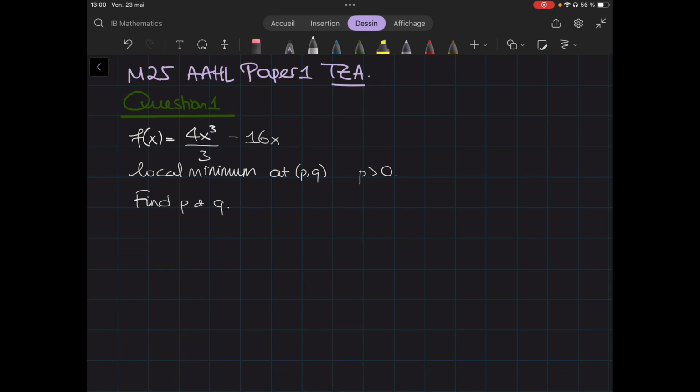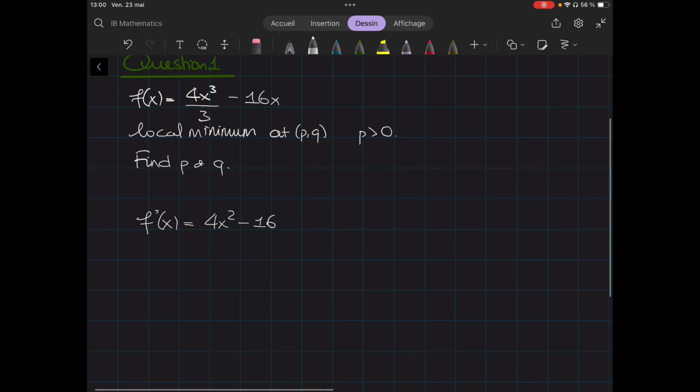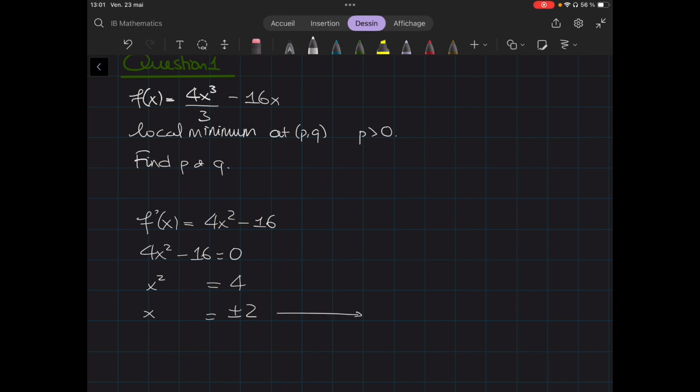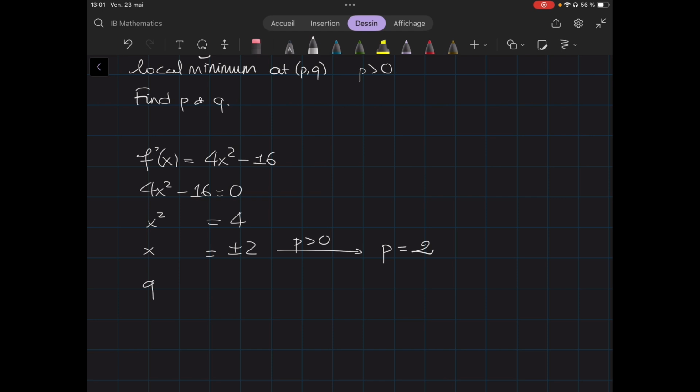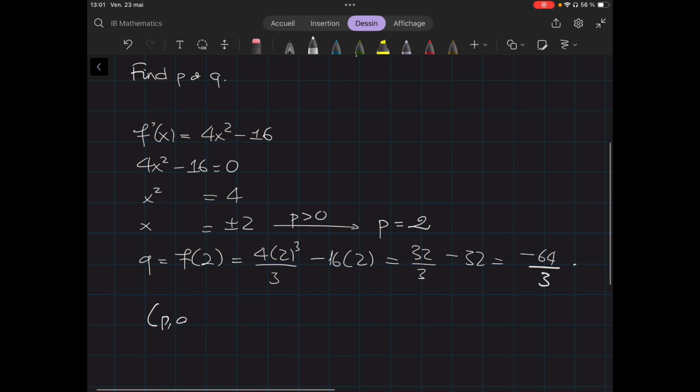All we gotta do is find the derivative, set it equal to 0, recognizing that the x-coordinate of the local minimum is positive, we can deduce that P is equal to 2. Finding the value of Q, we simply plug this P value back into our F. And voila, that's your value of P and the value of Q.